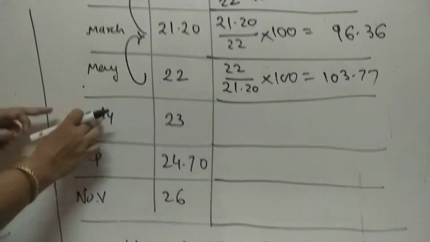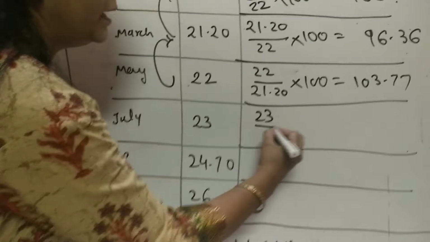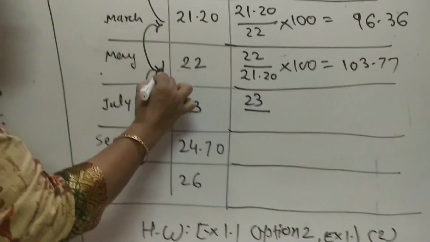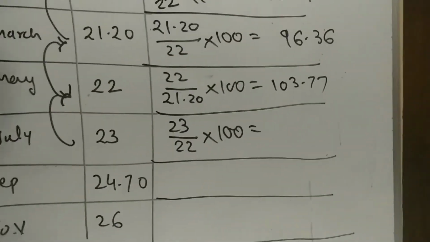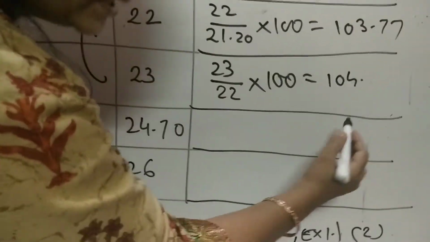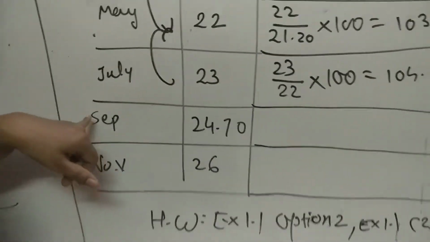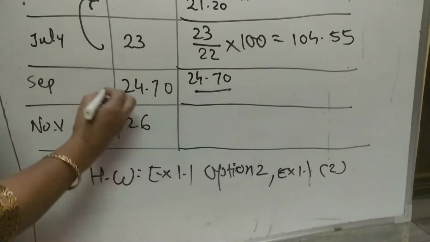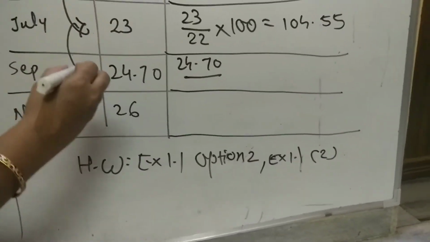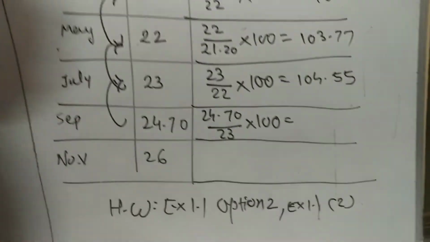So answer will be 103.77. Now I am in which month? July. That is the current month price, that is 23, upon base year, the previous month's price, you can see 22, into 100. Answer will be 104.55. Now I'm in September month. This is my current month price, 24.17. Now the base year price is just the previous month of it, and its price is 23, into 100. Answer would be 107.39.